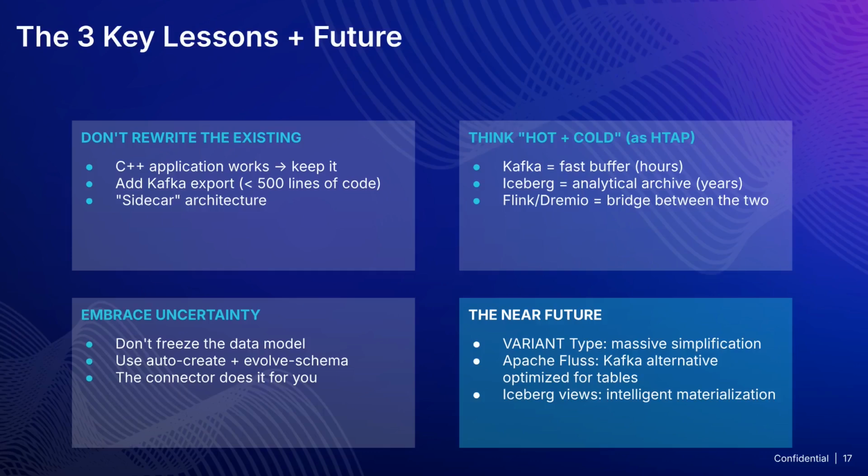The near future is exciting. The variant type will massively simplify semi-structured data management. Apache Flux is emerging as a Kafka alternative, optimized for tables. Iceberg REST catalogs will make deployment even simpler.